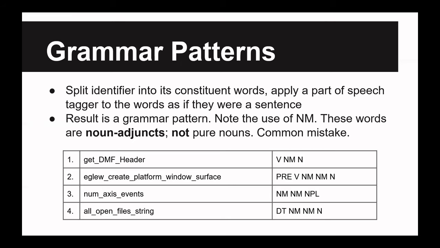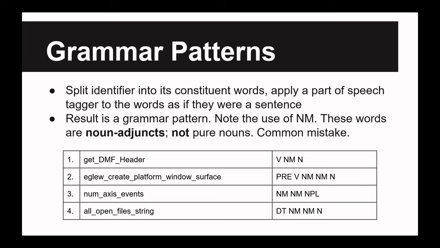Recall that we highlighted noun modifiers a moment ago. Noun modifiers are typically noun adjuncts in source code. That is, they are nouns that are being used as adjectives. In the examples on the slide, we see noun phrases like platform window surface and DMF header. The words platform and window are noun adjuncts. They describe the kind of surface that this identifier represents. DMF describes the type of header that its own identifier represents.